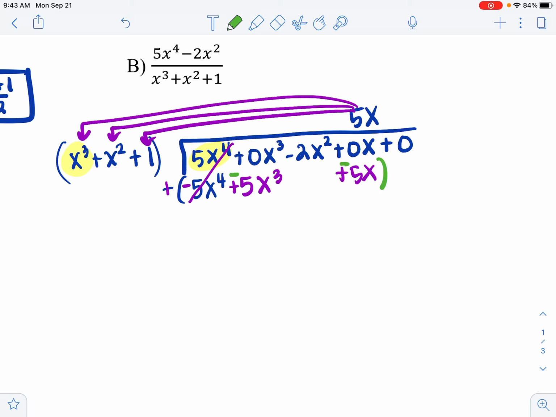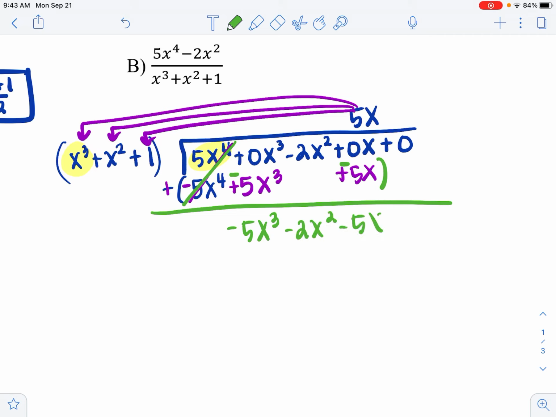Okay, so this was minus and this is minus. Okay, those cancel. 0x cubed and negative 5x cubed is negative 5x cubed. Negative 2x squared and no x squared is negative 2x squared. 0x and negative 5x is negative 5x, then I still have plus 0.